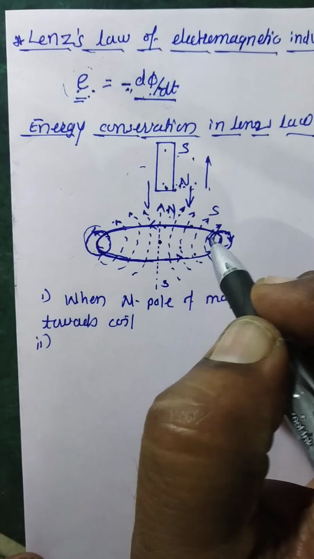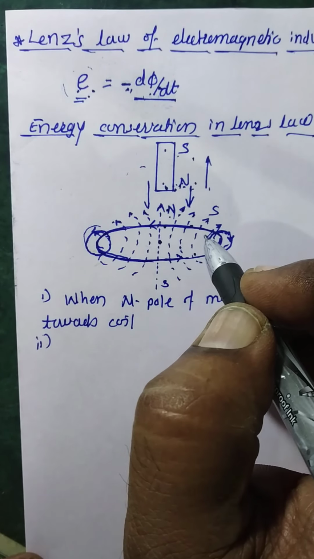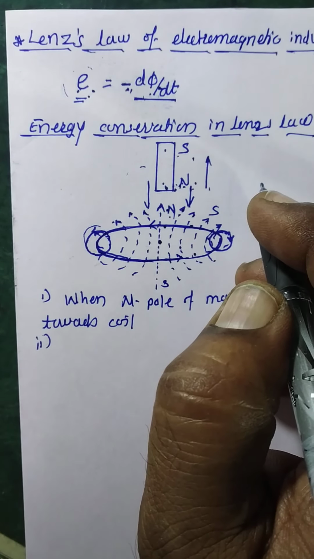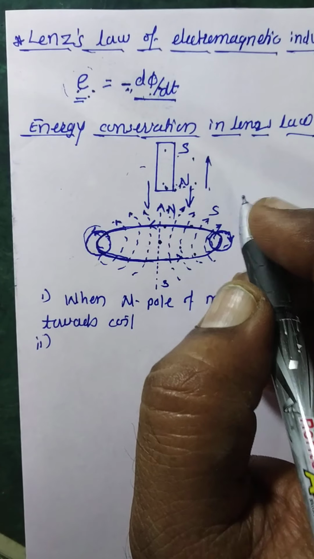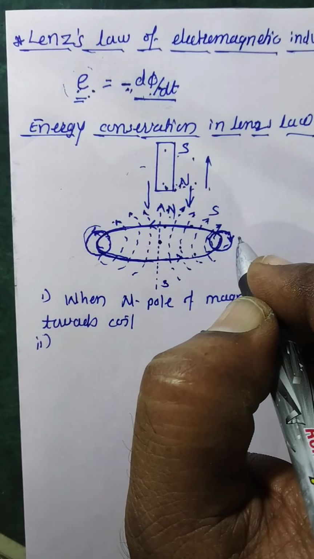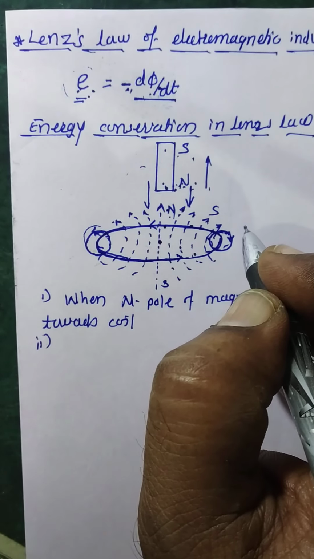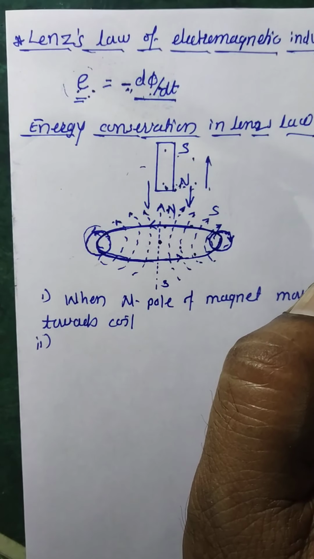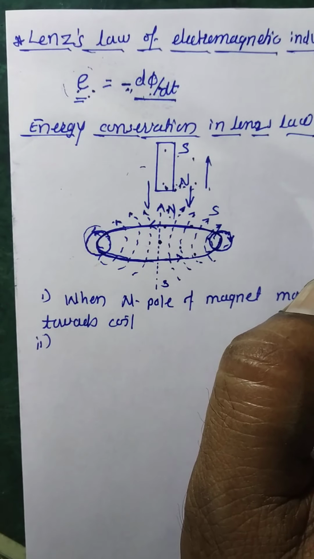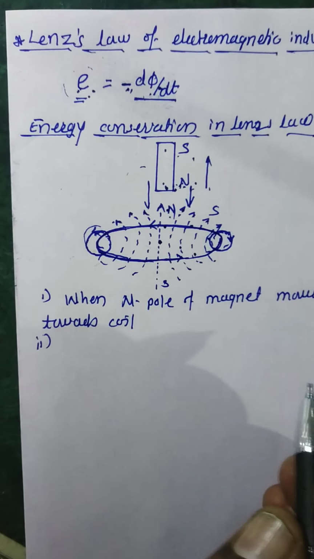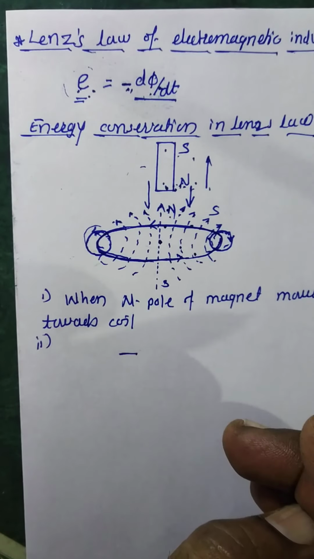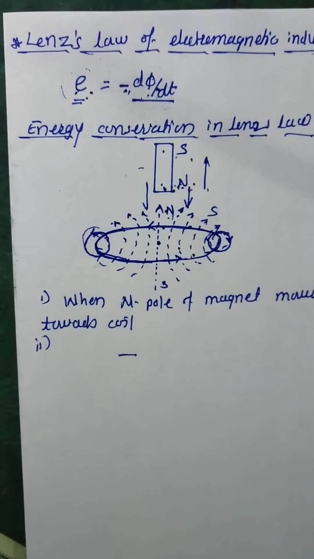Thus external work or energy is converted into EMF. This law follows directly from conservation of energy. Okay, this is about Lenz's law of electromagnetic induction.